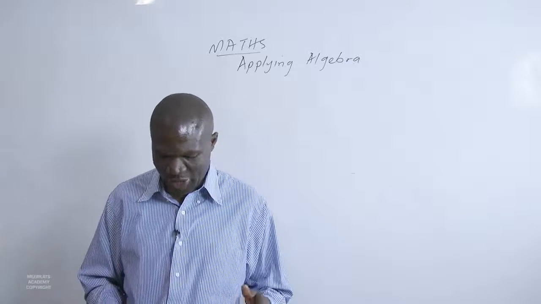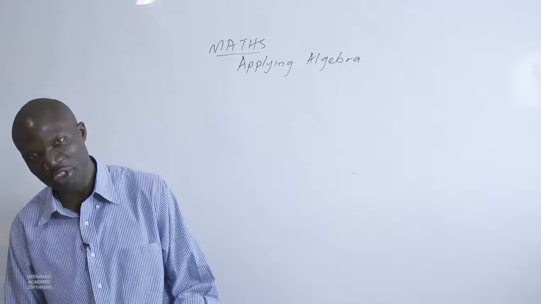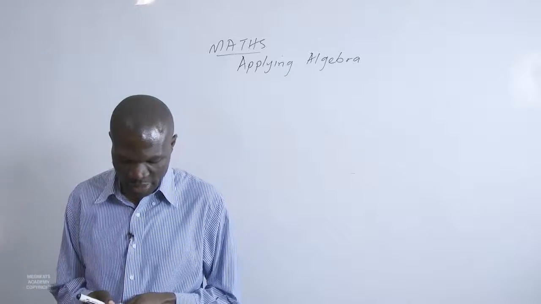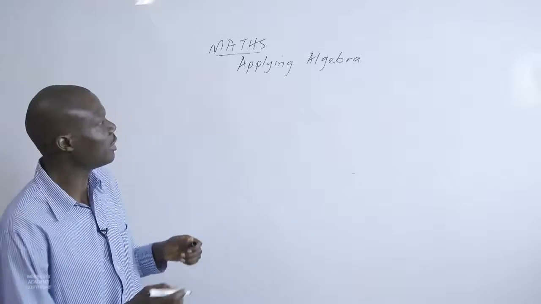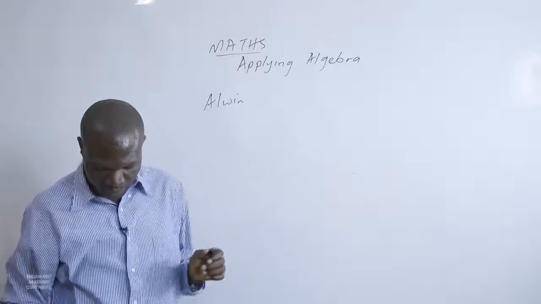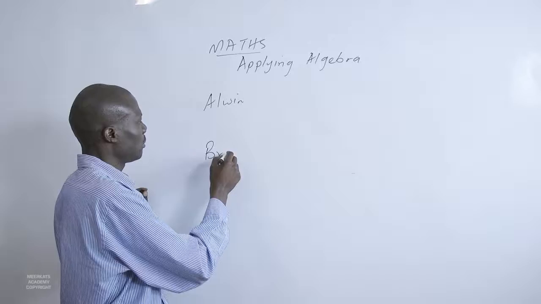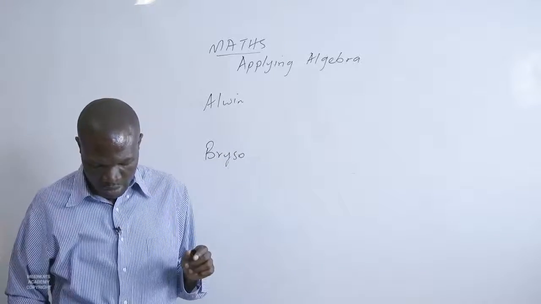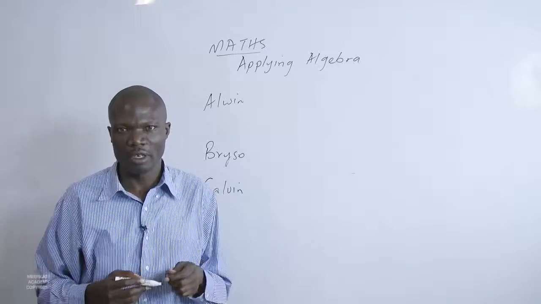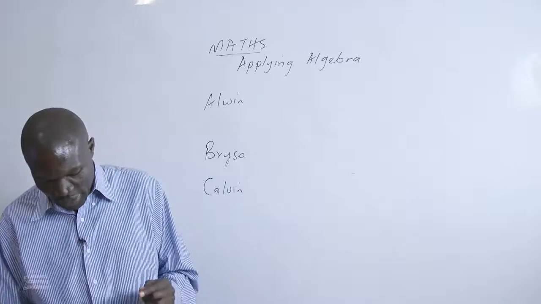I want us to look at a situation of three boys who chose to go for a ride. We have Alvin, we have Bryson, and we have Calvin. Now, these three boys went for a ride.